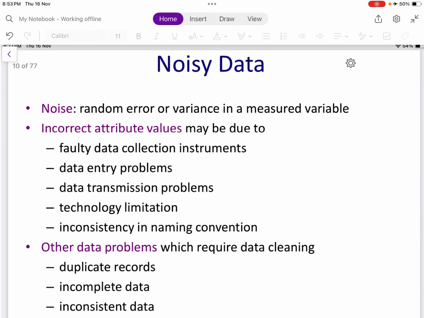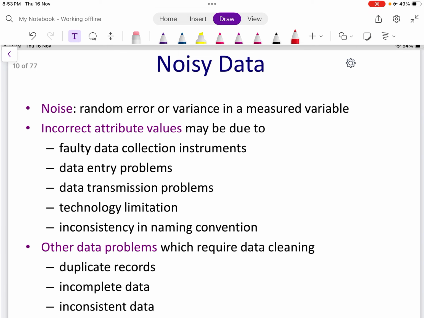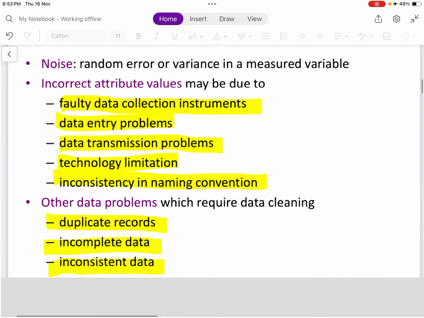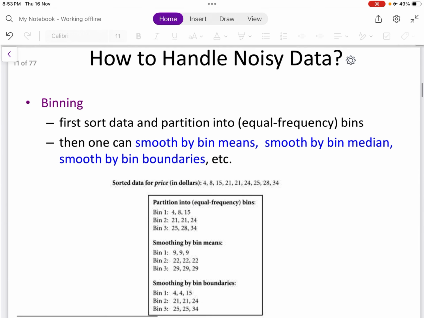Next is noisy data. Noise is random error or variance in a measured variable. Incorrect attribute values may be due to faulty data collection instruments, data entry problems, data transmission problems, technology limitations, inconsistency in naming convention. Other data problems which require data cleaning: duplicate records, incomplete data, inconsistent data. All these will require data cleaning.